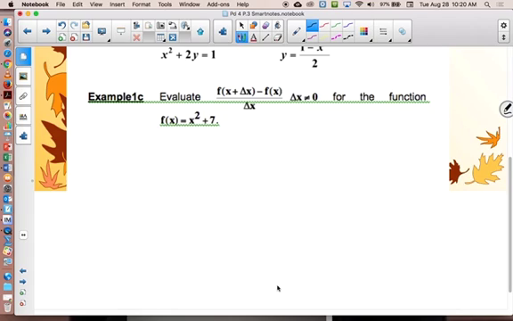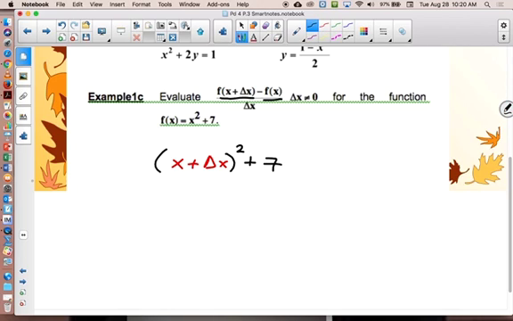What they want you to do in example 1, when you go through and do the examples, they'll say f of 2. Well, that's easy. You put in 2 everywhere you see an x. This is a little more difficult because it's saying go to your function and replace the x. So I'm going to rewrite x squared plus 7, but what am I going to put in place of the x? x plus delta x. So that's f of x plus delta x.